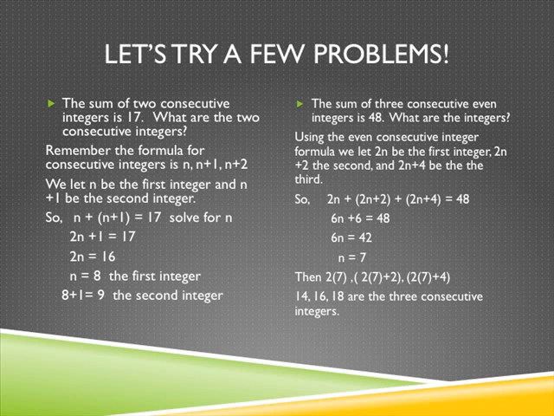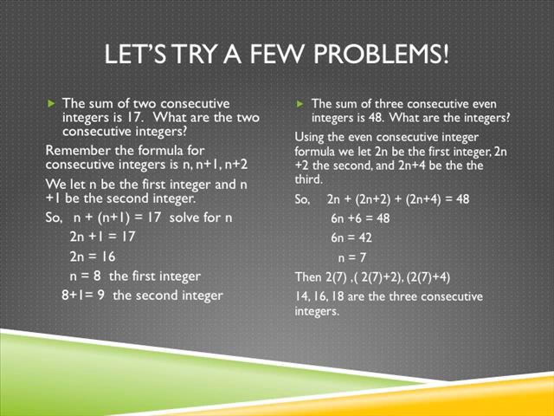Let's try a few problems. The sum of two consecutive integers is 17. What are the two consecutive integers? Remember, the formula for consecutive integers is n for the first term, n plus 1 for the second term, and n plus 2 for the third, and so on. So if we let n be the first integer and n plus 1 be the second integer, our equation should resemble that which is on the line, which says n plus n plus 1 equals 17.